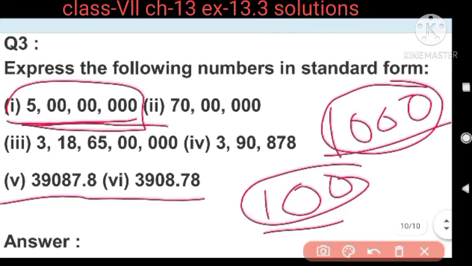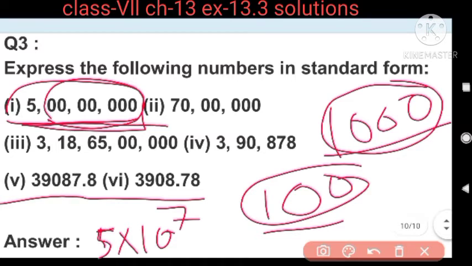So this one you can write, 5 multiplied by 10 to the power. Now after 5, how many zeros or digits are there? Let me count: 1 2 3 4 5 6 7. There are 7. So very simply, the number is only 5, isn't it? Only 5 is there as a number. So 5 multiplied by 10 to the power 7. Okay, this is the answer.